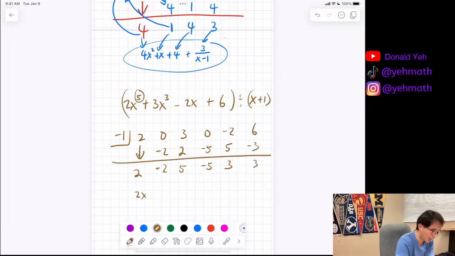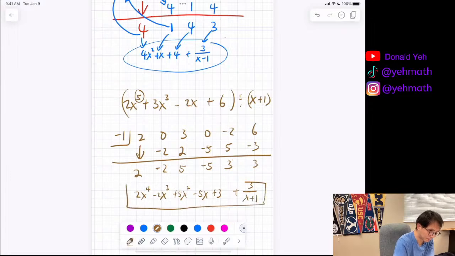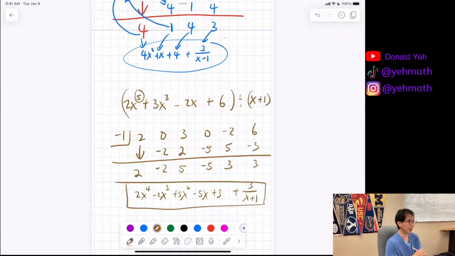to the fourth minus 2x to the third plus 5x to the second minus 5x plus 3 over x plus 1. And that's how you write it properly.